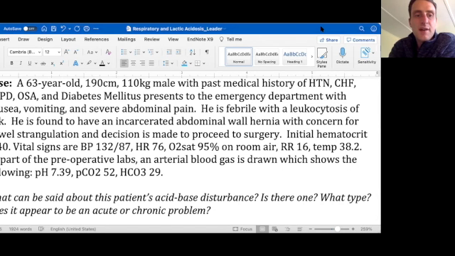As part of the preoperative labs, an arterial blood gas is drawn and shows the following: pH 7.39, PCO2 of 52, bicarbonate of 29. Great. Can I have whoever's sitting closest tell me something about this patient's acid-base disturbance?